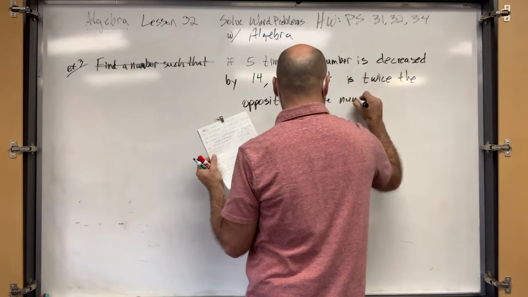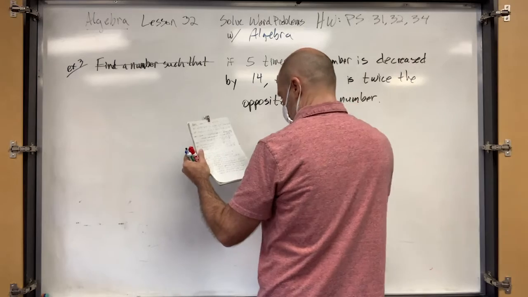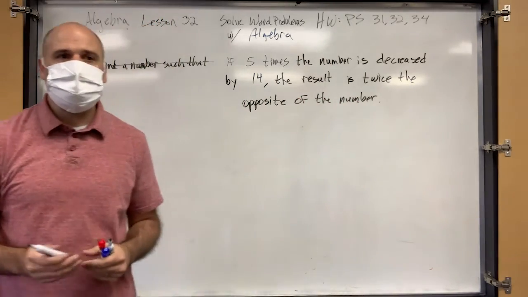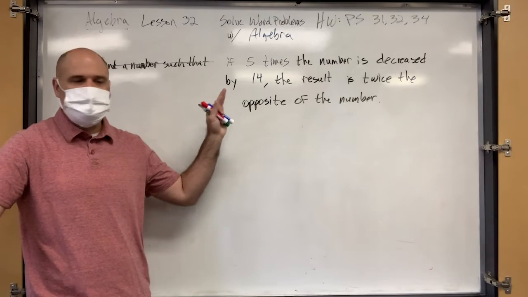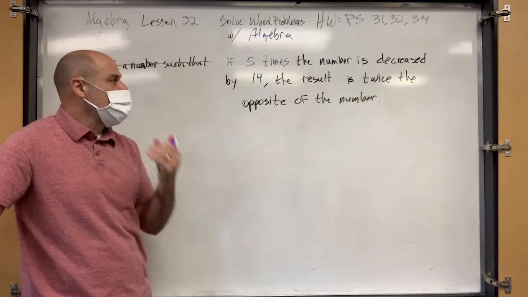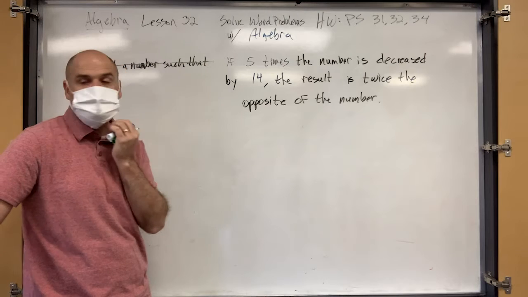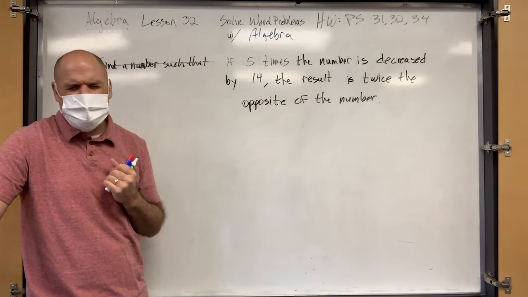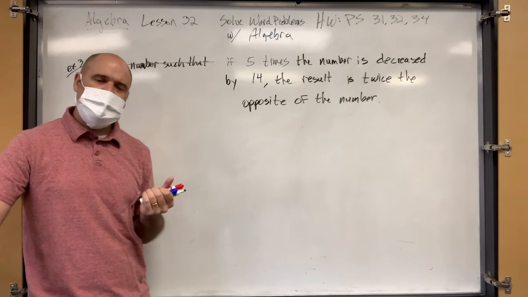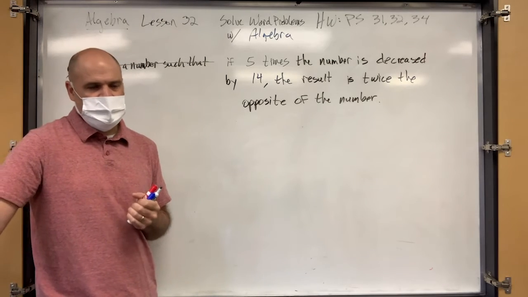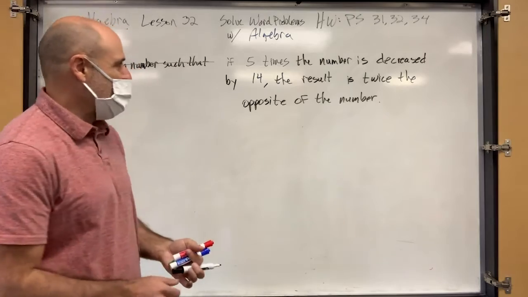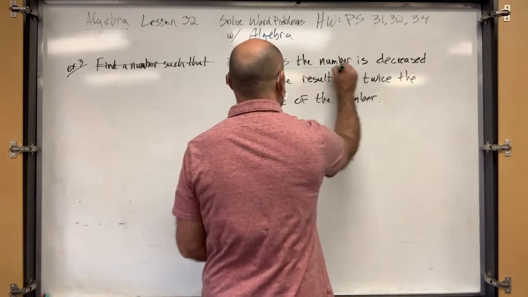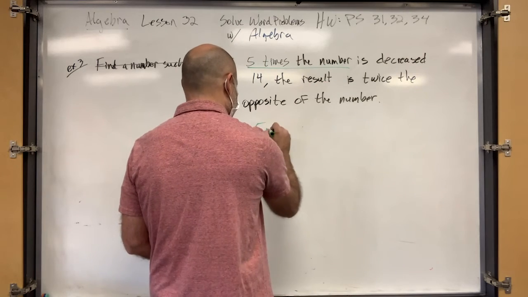So one step at a time, we can do this. This looks confusing. If 5 times the number is decreased by 14, the result is twice the opposite of the number. If you left that in English, that would be a pain in the butt. So let's translate it. How do you say 5 times a number? 5n. That's not bad, right? So 5n goes right there.